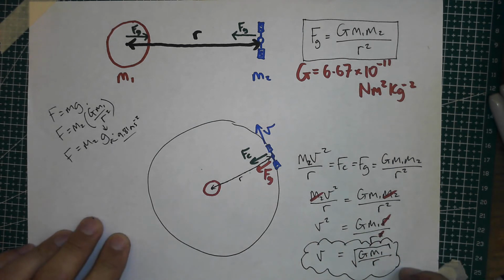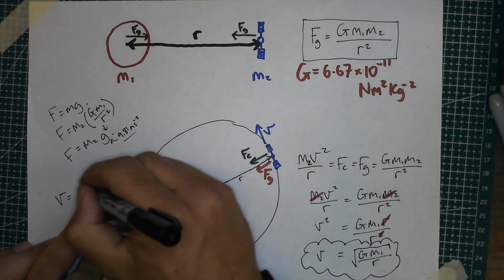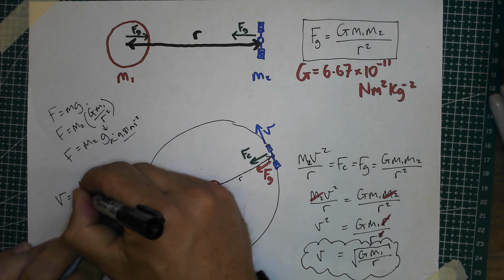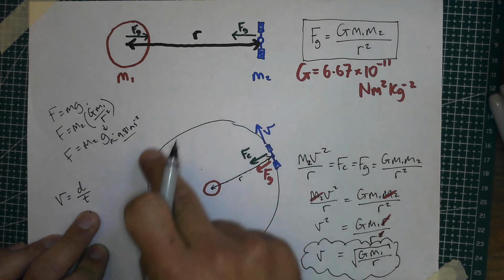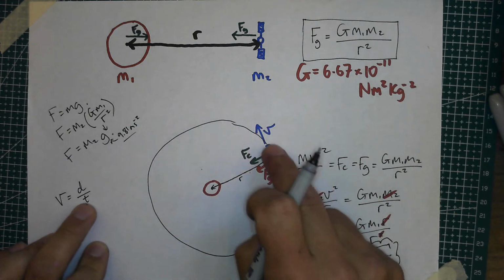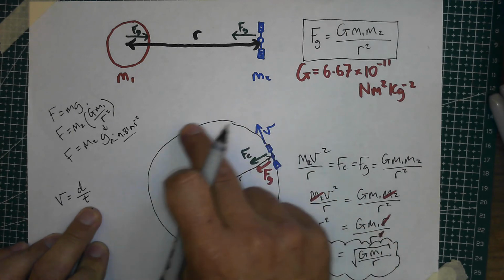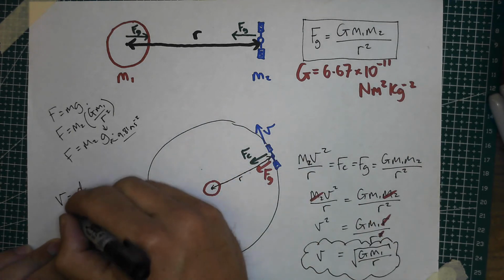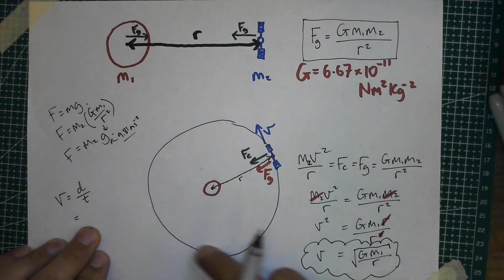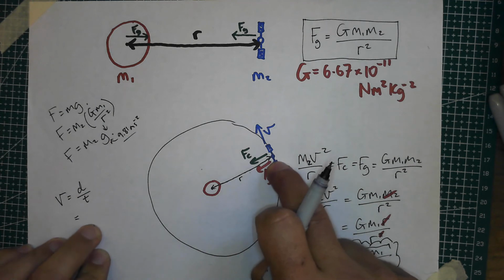Which reminds me, the velocity of the object is always going to be equal to its displacement over time. Remember, there's no exceptions to our rules in physics. And a common way to work out this velocity of the object is you might be given the time it takes to do a full orbit, which is called the time period. And the time period is the time to do a full orbit, which means the time it takes for the object to travel around the circumference of the circle.